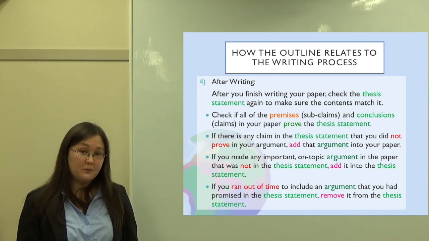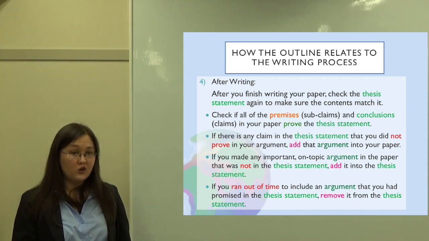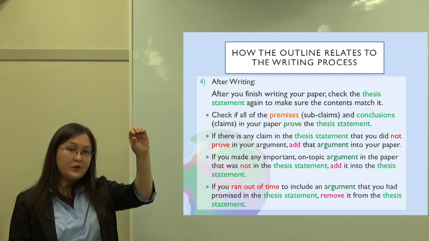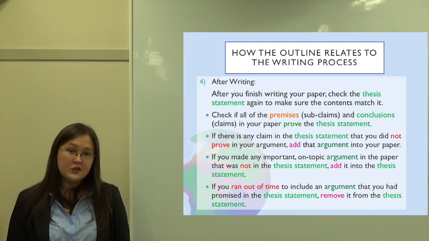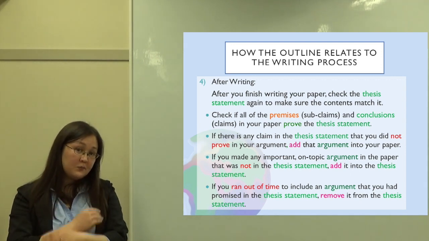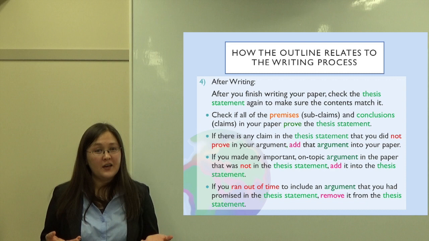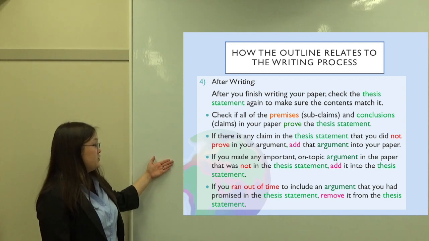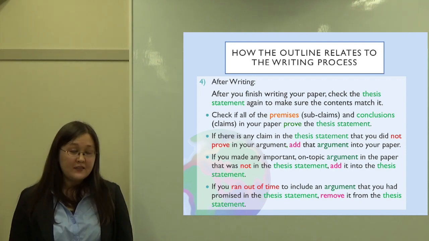And then after you write your paper, you'll check the thesis statement one more time to make sure that your contents, your claims, and your subclaims, your premises and conclusions all go into the thesis statement, and the thesis statement has no new information that was not in the claims or the subclaims. Each claim should not have any information that was not in the subclaims. If you promised some information, but you didn't have time or you couldn't find that evidence, you couldn't find the facts in your data, then you may need to make a change to your outline. You may need to make a change to your thesis statement, and that's fine.